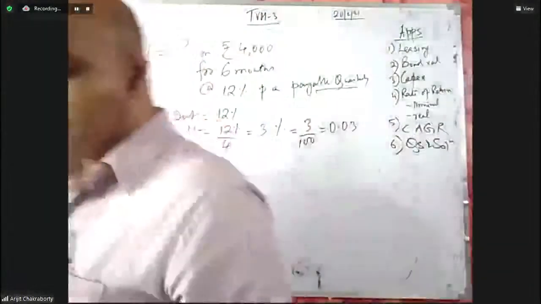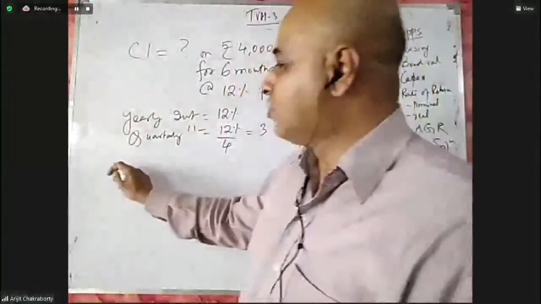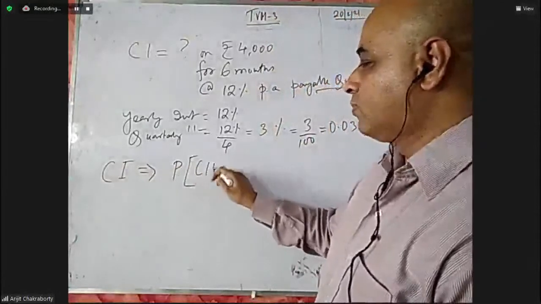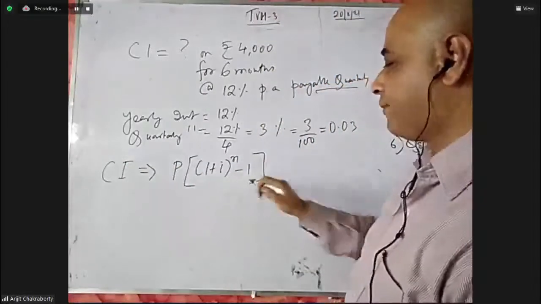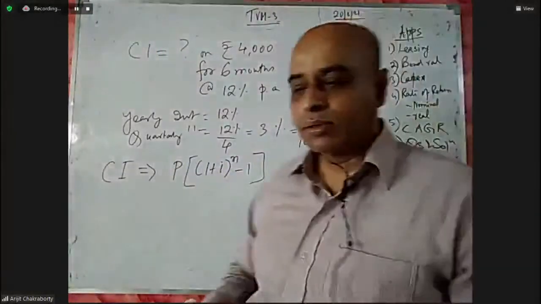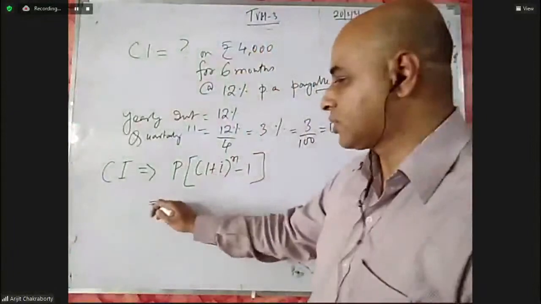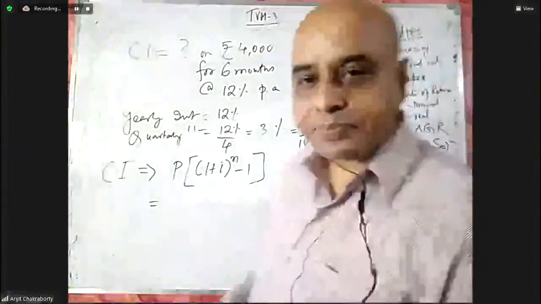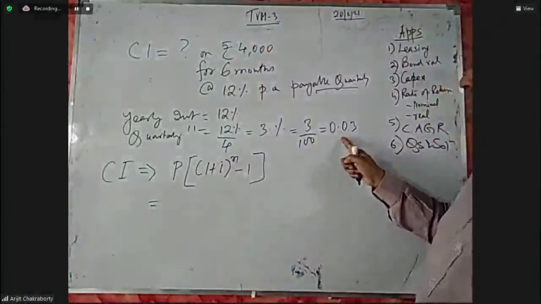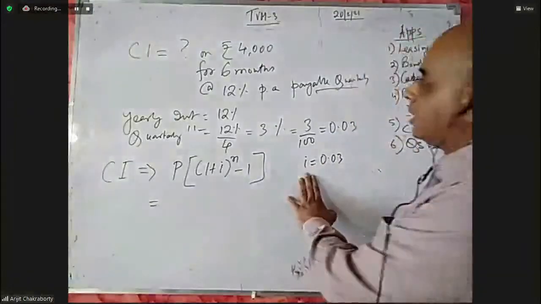Clear up till now? Now we have to find the formula for compound interest. All of you know that the formula for compound interest basically is principal times (1 plus i) to the power n minus 1. This is the formula for compound interest. And I will put the values of the given data here and see what I get. Now, please note that I have got an interest of 3%, which is quarterly interest, right? So i is 3%, no question about it. i is 0.03. No doubts about this. But then we have n.